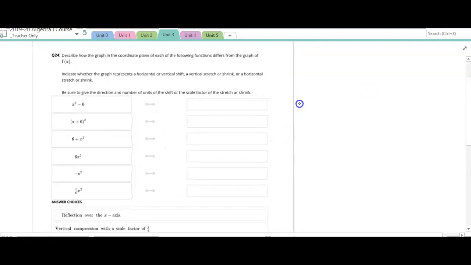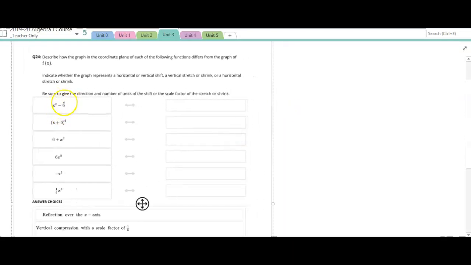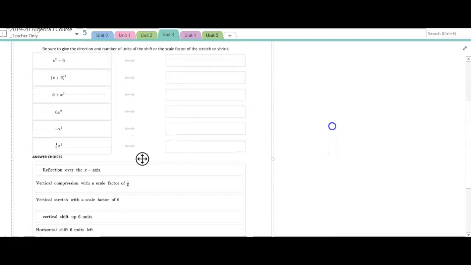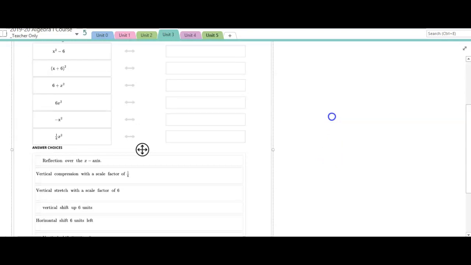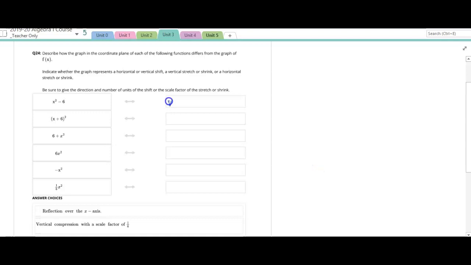Alright, now let's talk about some transformations with our quadratics. If we add or subtract a number after the x squared, that's going to shift it up or down, respectively, to what the sign is. If it's positive, it goes up. If it's negative, it goes down. So we're looking for an answer that says shifted down 6. Right here, vertical shift 6 units down.